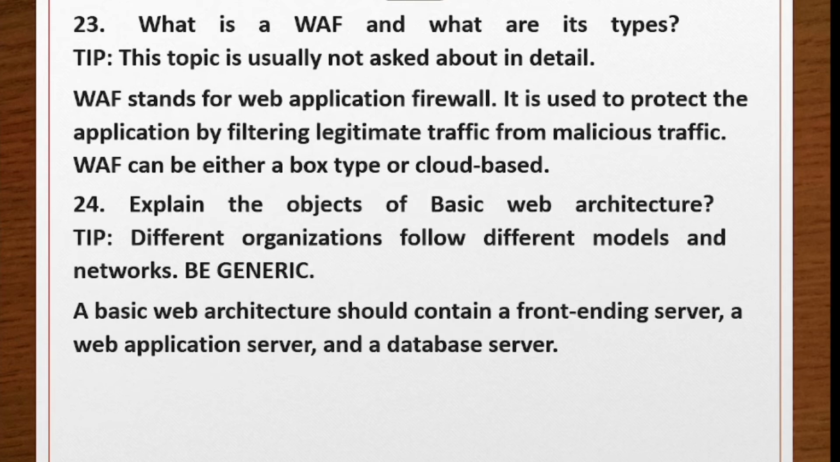Explain the objects of basic web architecture. Different organizations follow different models and networks. A basic web architecture should contain a front end server, web application server, and a data server. This is a 3-tier architecture you may have studied in engineering. The front end provides client applications, the web application is where the business logic is held, and the database is where data is maintained and managed.